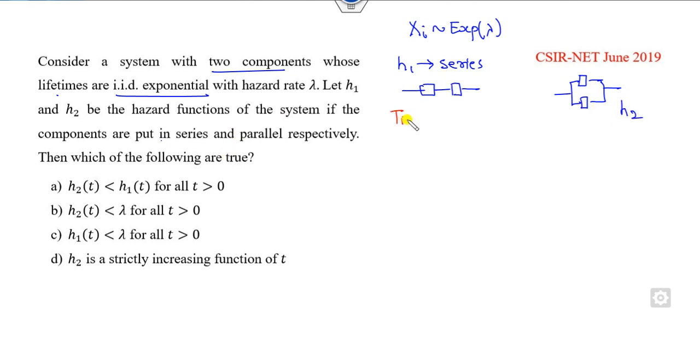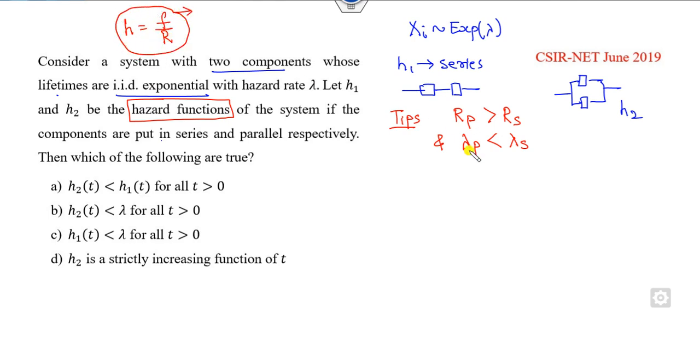So what is the tip as I gave you earlier? Reliability of the parallel is always greater than that of the series, and the failure rate of the parallel is always less than that of the series. Remember, they are talking about the hazard function. What is the hazard function? F over R. Remember, this is F over R. So the first result is false because parallel is H2. What is the meaning of that? H2 is less than H1.